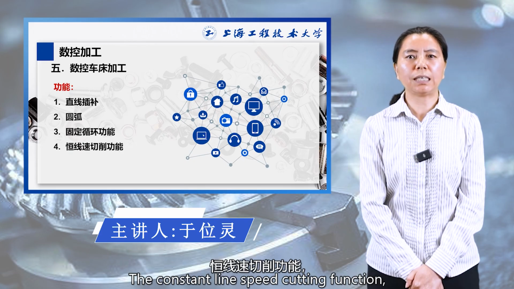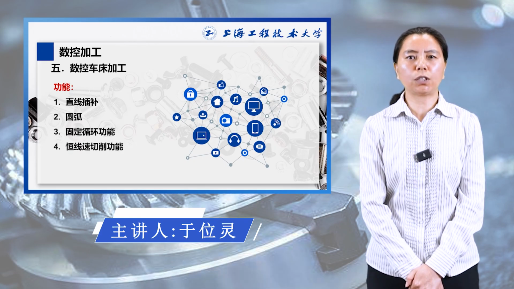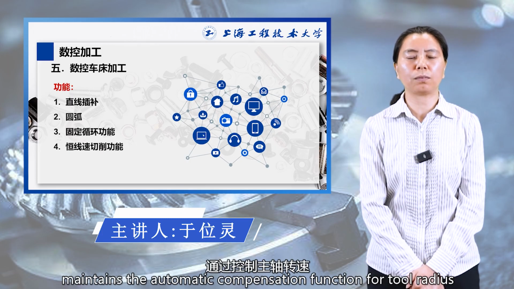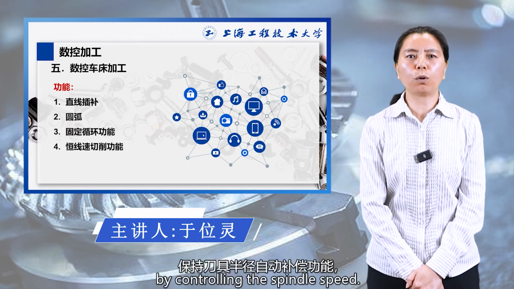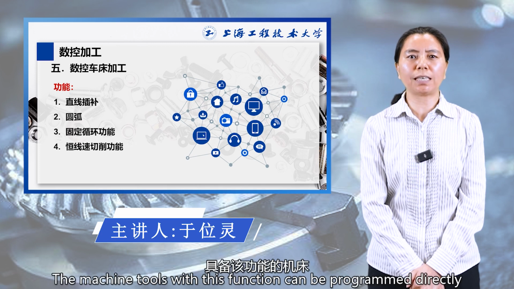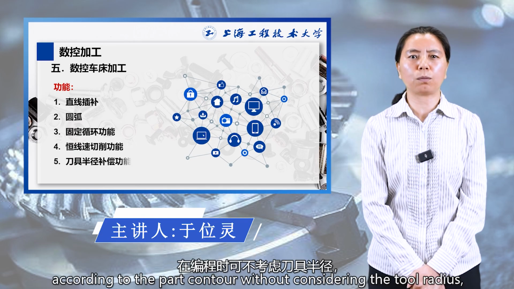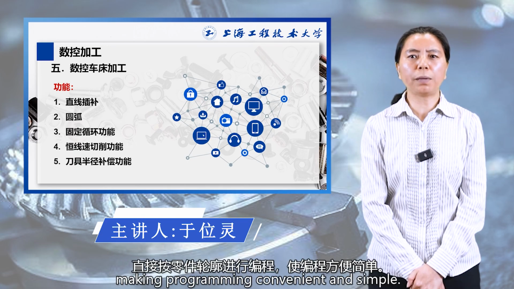The constant line speed cutting function maintains the automatic compensation function for tool radius by controlling the spindle speed. Machine tools with this function can be programmed directly according to the part control without considering the tool radius, making programming convenient and simple.